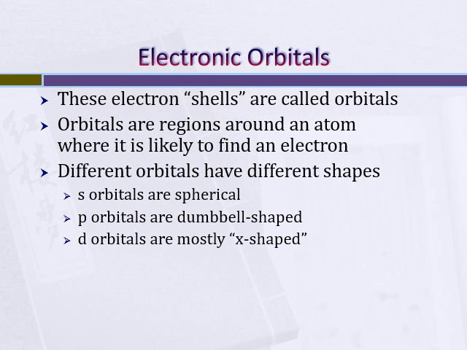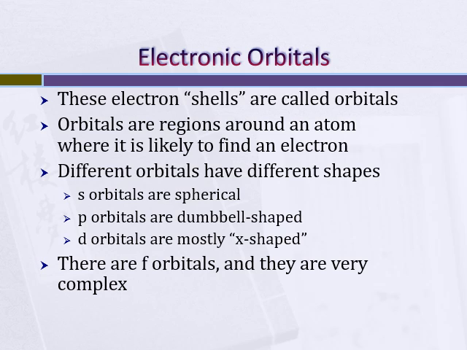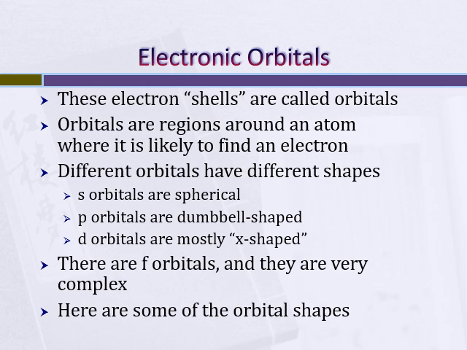S orbitals are shaped like spheres. P orbitals are shaped like dumbbells. And D orbitals are cloverleaf or X-shaped. There are also F orbitals, and the best way to describe them is complex. Let's look at some pictures of the orbital shapes.